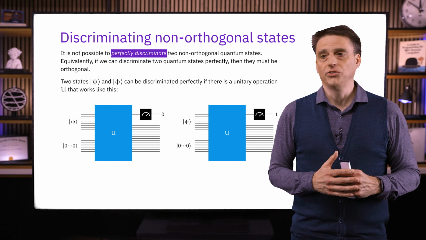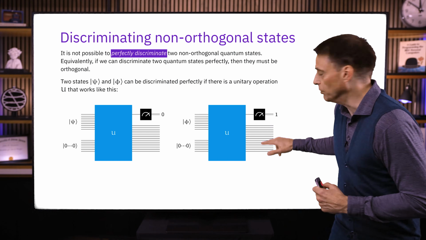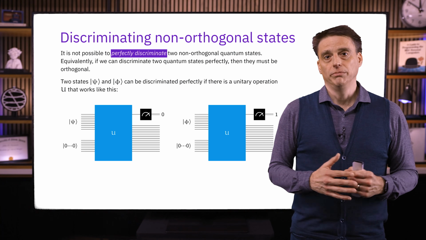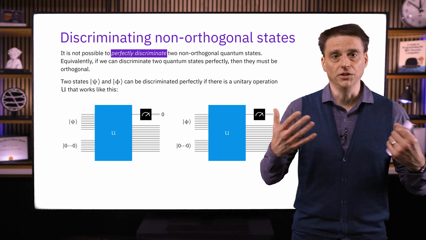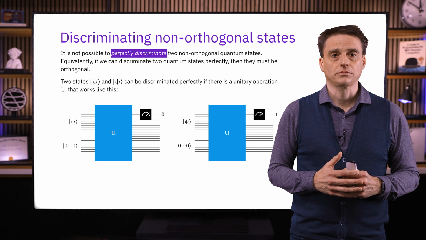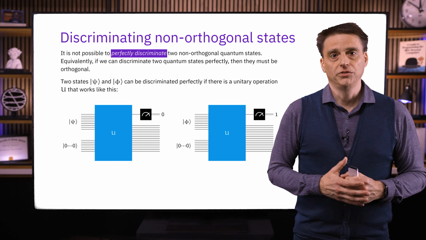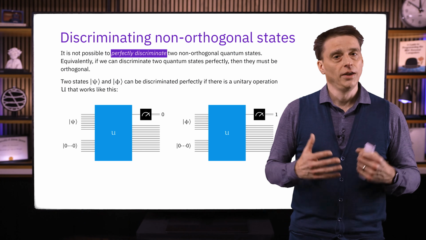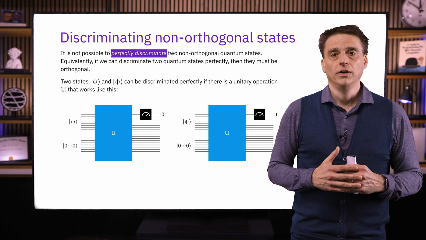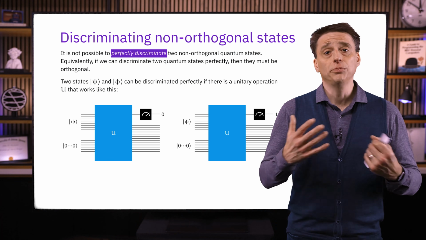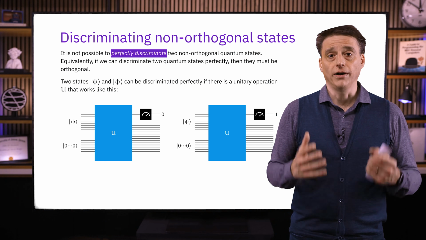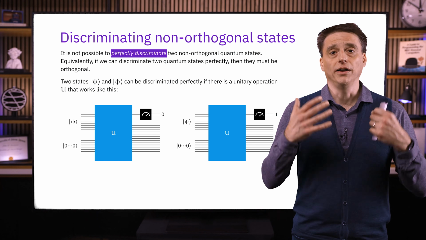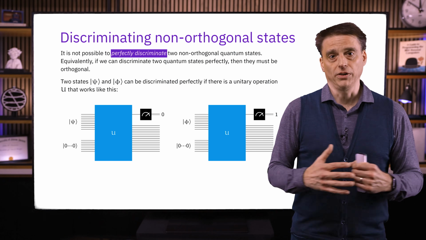It's not important what the states of these other qubits are after U is applied. All that matters is this one bit that we get from the measurement, because that's the bit that's telling us which of the two states we started with. For some choices of states psi and phi, it will be possible to perform a perfect discrimination like this, and for others it won't. And what we'll observe is that if it is possible to do this, then psi and phi have to be orthogonal states. And that means if phi and psi are not orthogonal, you can't perfectly discriminate them.